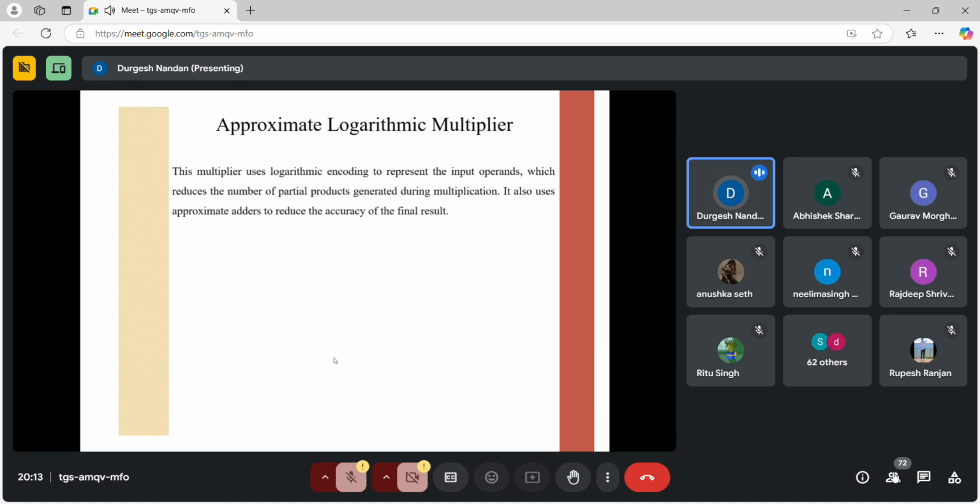Another one is the approximate logarithmic multiplier. Actually, I did my PhD on approximate logarithmic multipliers only. If you want, I can give you a whole-day lecture on that, but time will not permit it, so here I am giving you just a rough idea.